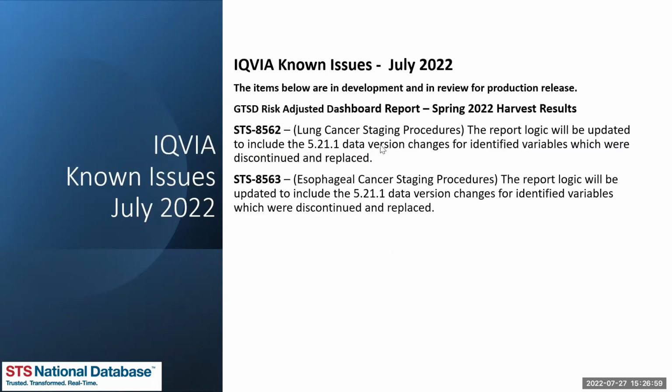There are two issues that we are aware of at this time in regard to the results of that spring 2022 harvest. They are similar items, STS 8562 and 8563, related to lung cancer staging procedures and esophageal cancer staging procedures, respectively. The report logic needs to be updated to include the version 5.21.1 data version changes for some of the variables, which were discontinued and replaced with updated variables. Those updates are still pending, and because of that, some of your results may not currently reflect what you expect to see. We are working on these and will get them resolved as soon as possible.